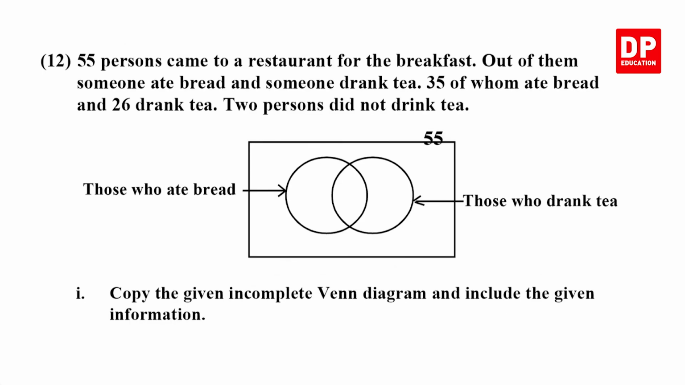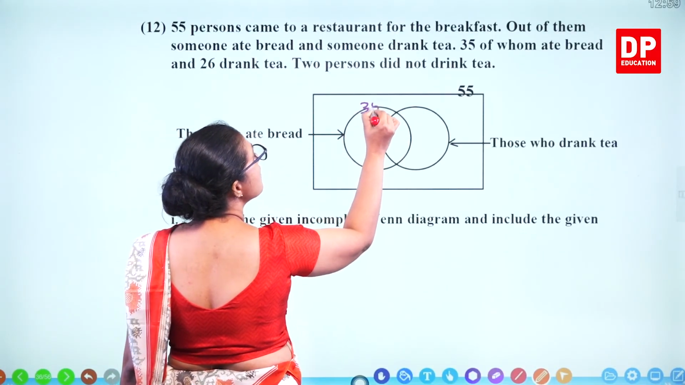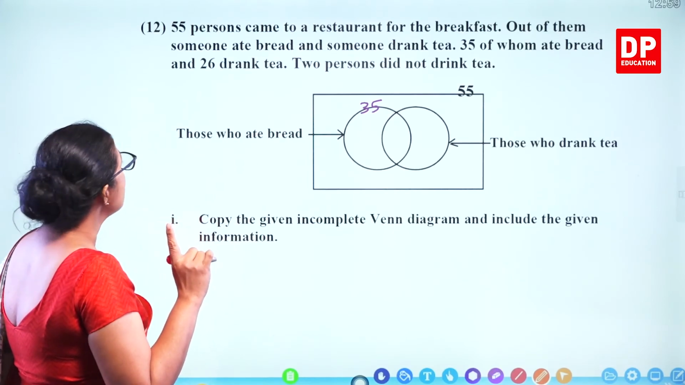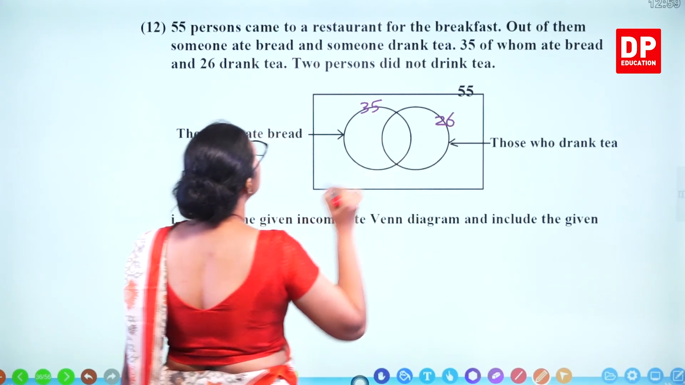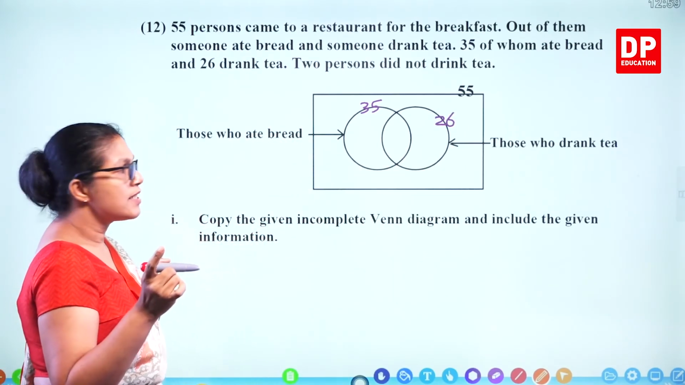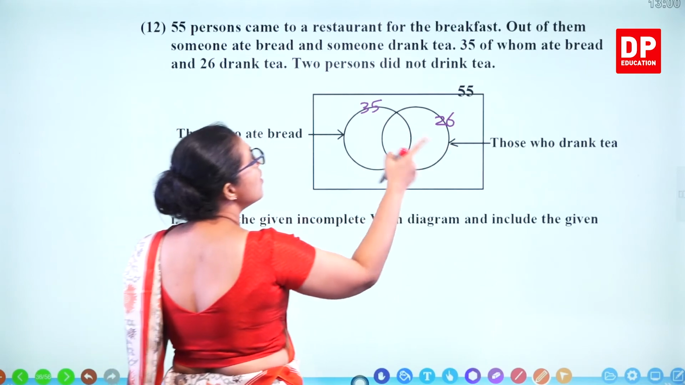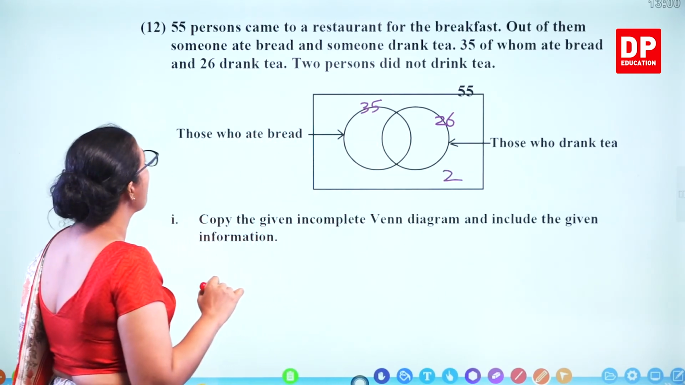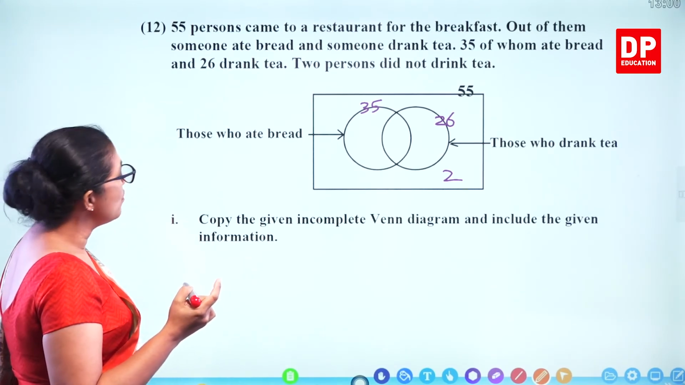55 persons came to a restaurant for breakfast. Out of them, 35 ate bread. So 35 is given for bread, and 26 drank tea. So this is tea, 26. 2 persons did not drink tea or eat bread. So 2 here. Copy the given incomplete Venn diagram and include the given information.